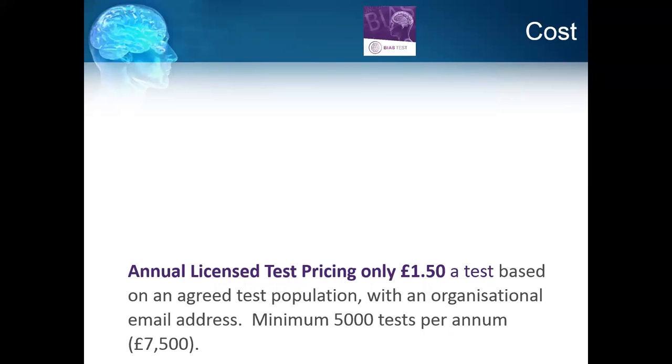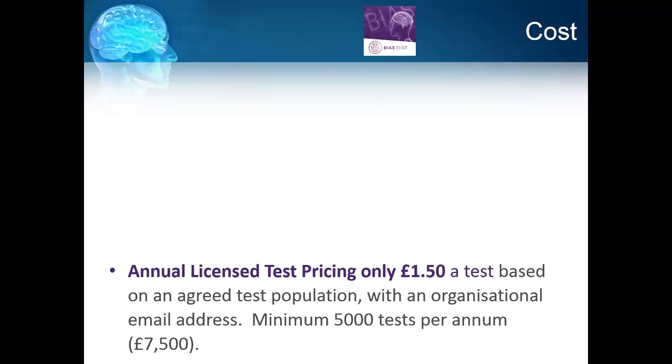Finally, cost then. So the cheapest way of administering tests is through an annual licensing package. So basically you buy a minimum of 5,000 tests a year at a price of £1.50 a test. So people take 2 tests, that's £3 per staff member. We will generate with that as many test links as you want, by the way.